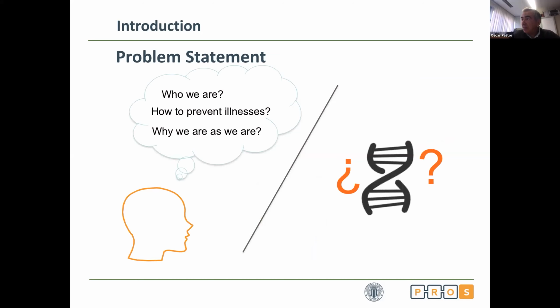I think that we are talking about something that many years ago was just a matter of philosophy: who we are, how to prevent illnesses, why we are as we are. And now, scientifically speaking, we are able for the first time in our history to answer these questions that, I repeat, only a few years or some decades ago were just philosophical questions.